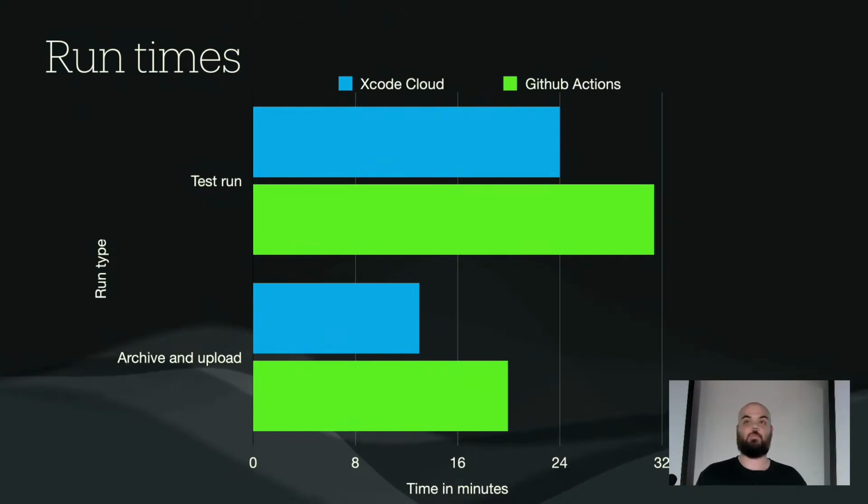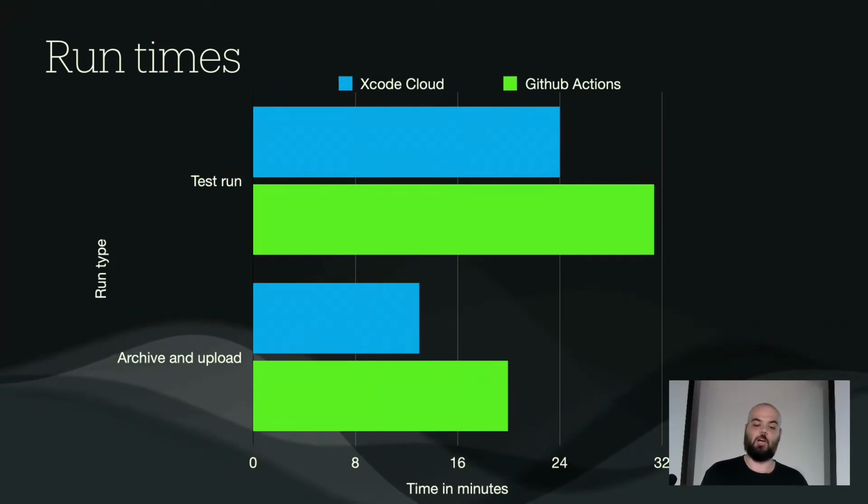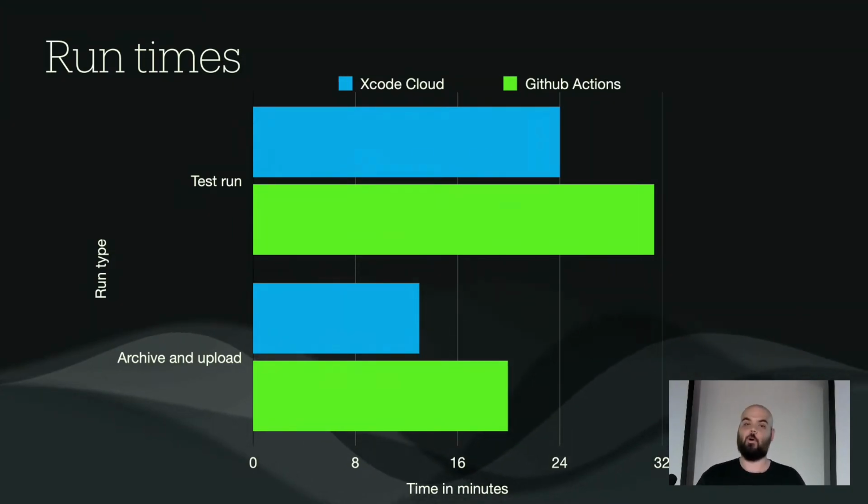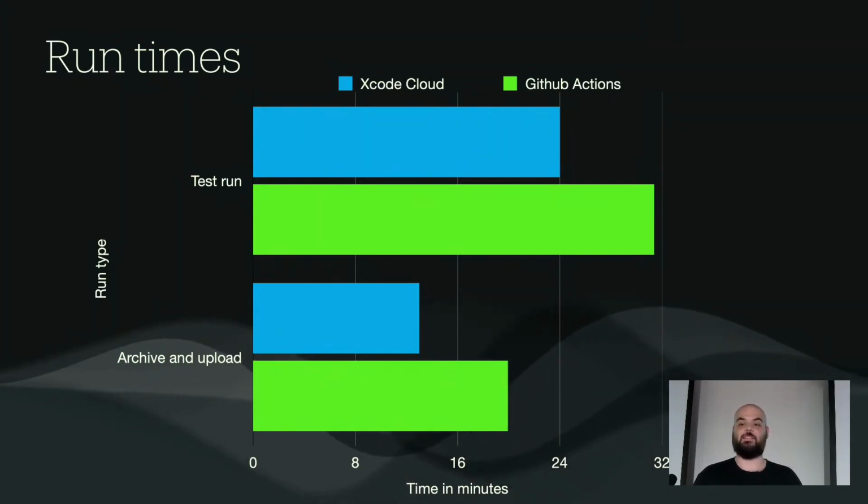Our project has continued to gain more and more tests, more and more files and code, also increasing the number of modules, and just made our build process generally more complex. And it's still averaging quite a bit lower. For GitHub Actions, for our build and then run our test suite, it was going from 31 minutes down to 24. And then for our archive and upload, it went from 20 minutes down to 13.